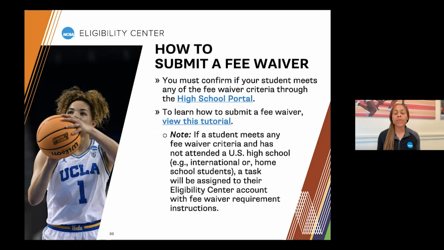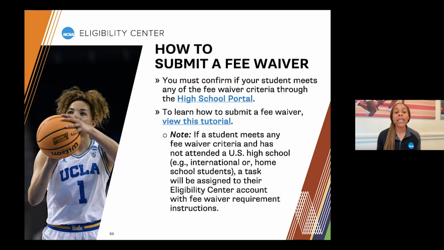Now, one of the responsibilities of the primary and secondary contact is submitting a fee waiver. Once a student athlete completes that certification account, and if they check that box of fee waiver, we like them to come to their school counselor and let them know that one, they completed that certification account, and then two, that they believe they're eligible for a fee waiver. Then as a primary or secondary contact, you will go into the high school portal in their account and approve that student athlete's fee waiver.